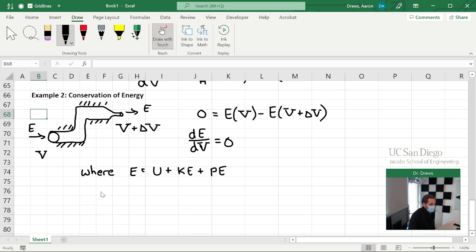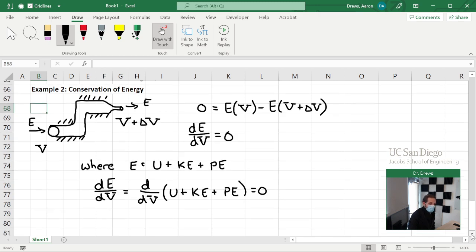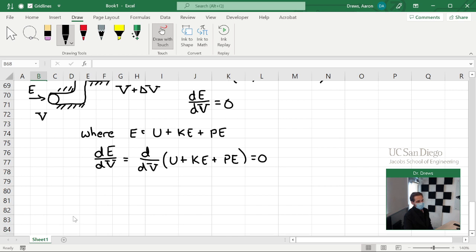And so if we substitute that in instead of dE dV, now you get an expression that should look or will look familiar from thermo. A change with respect to volume of something like U plus KE plus PE is equal to 0. And from that, we can get things like the Bernoulli equation or any number of the energy balances that we try to use inside of 100 and 102 often pop out from something like this.